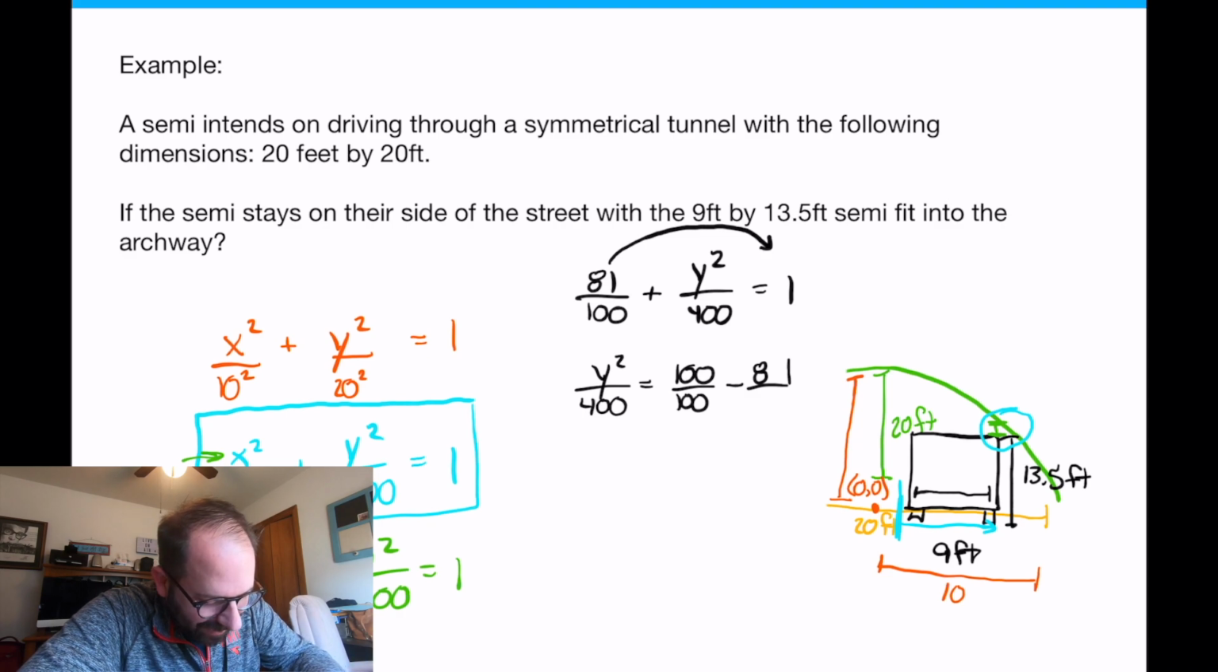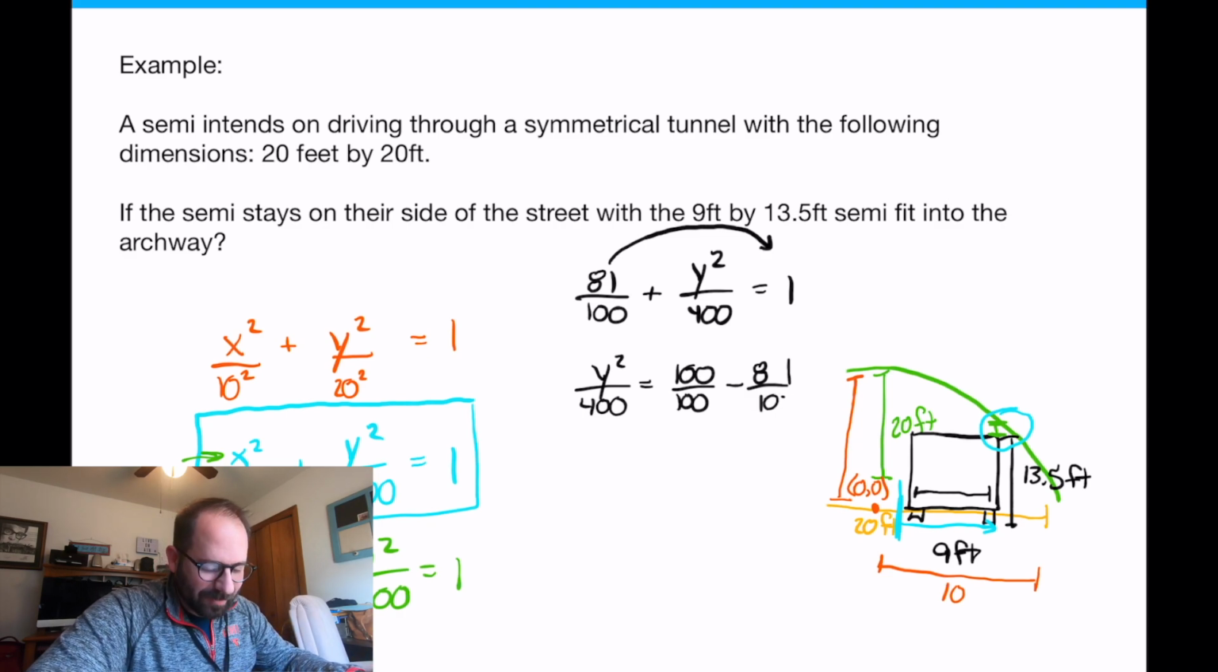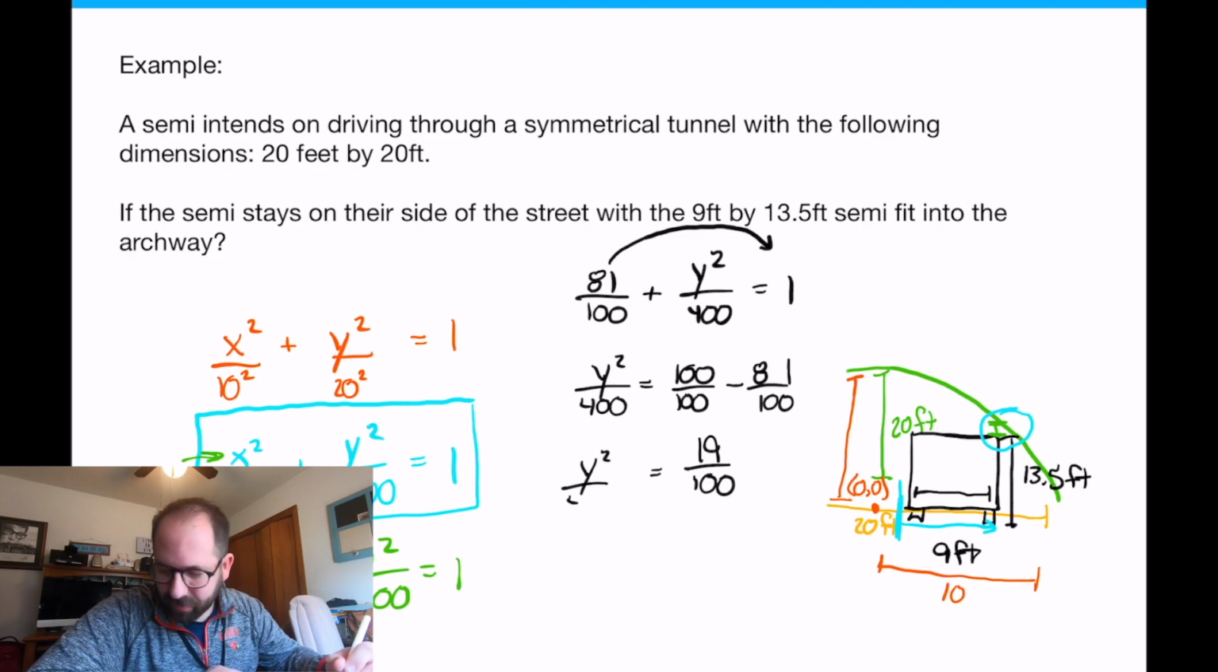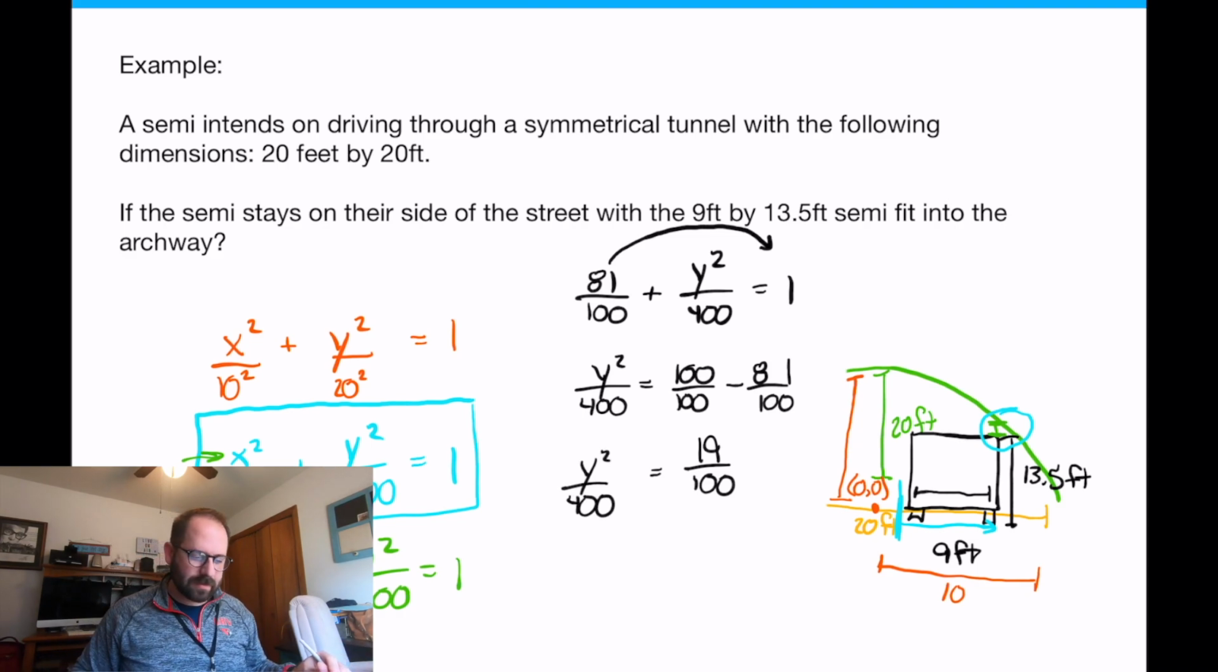Oh my gosh. Alright. Anyway, 100 minus 81. What is that? 19 over 100, if I subtract that? Somebody confirm that for me. I can do all this crazy math, but I can't subtract.